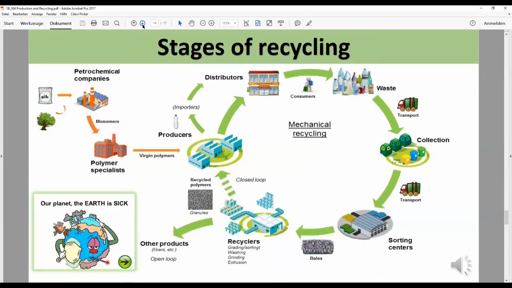As we know, each project has several stages. So here we can see the stages of recycling. Mechanical recycling has several steps, such as producer, distributor, waste collecting, sorting centers, recyclers, and other products.